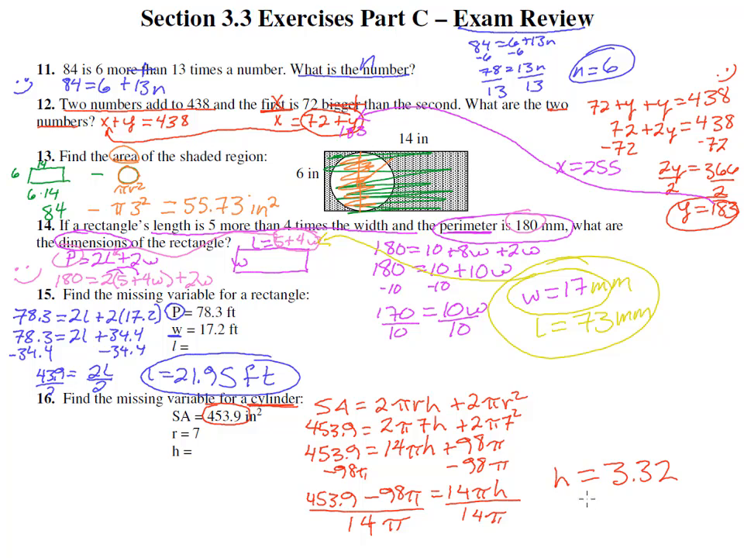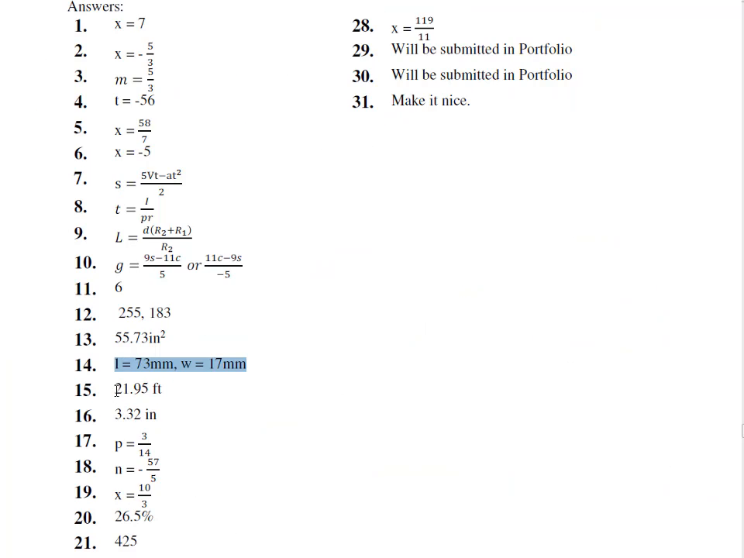3.32. And we must be in inches. For 7 inches, height is in inches, 3.32 inches. Let's double check our answer. There's 15, 21.95 feet, and 16, 3.32 inches. Good.